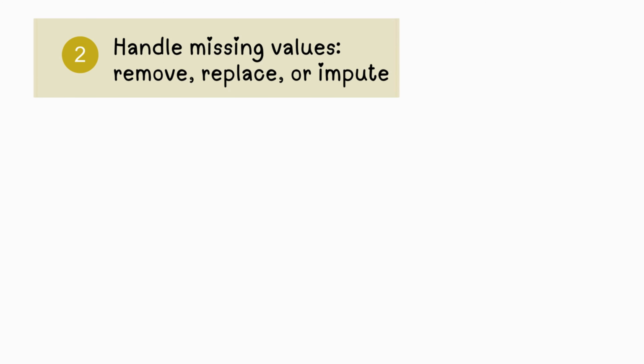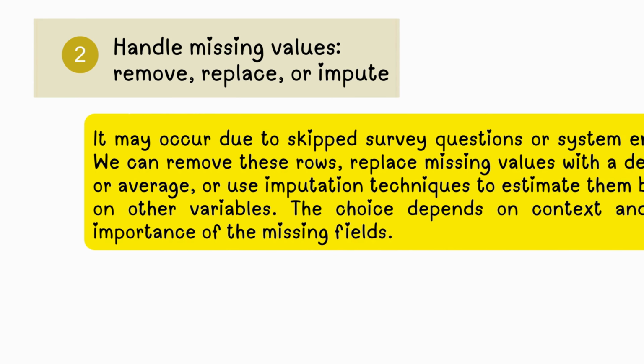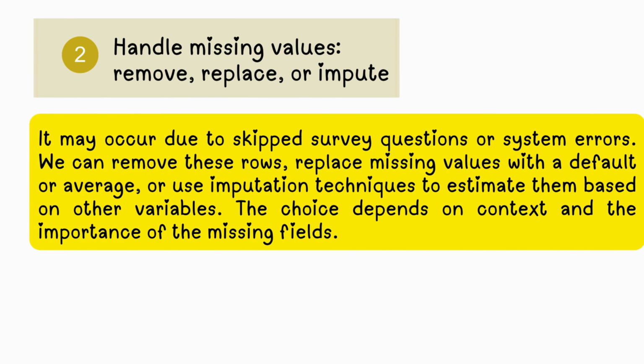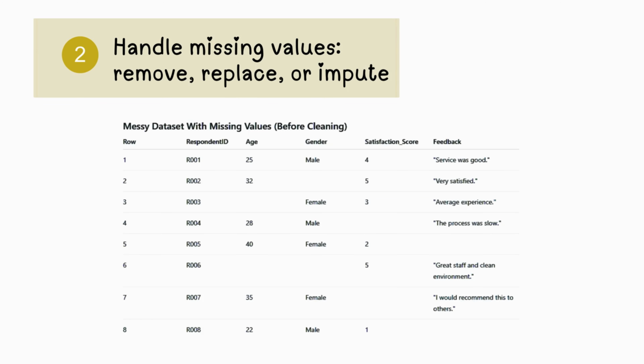Step 2 is handling missing values. Missing data is common as we discussed earlier. It can occur due to skipped survey questions or system errors. We can remove these rows containing missing data, replace missing values with a default or average, or use imputation techniques to estimate them based on other variables. The choice depends on context and the importance of the missing fields.